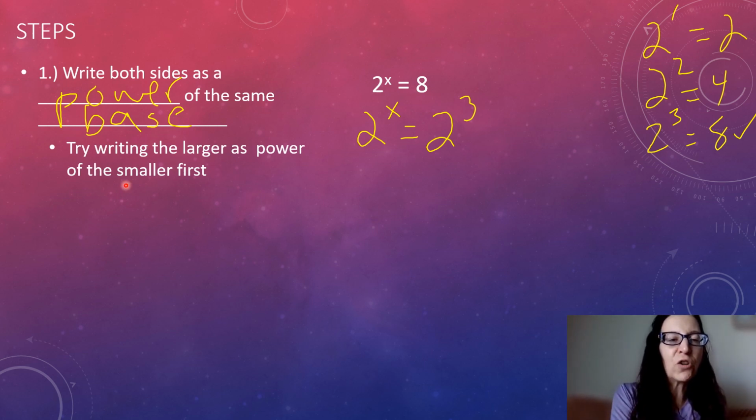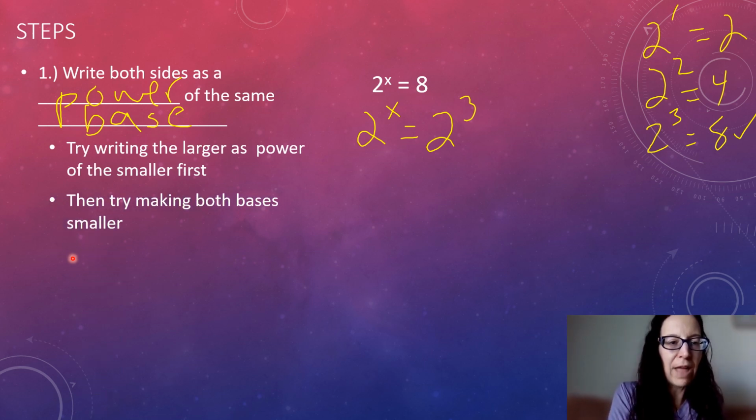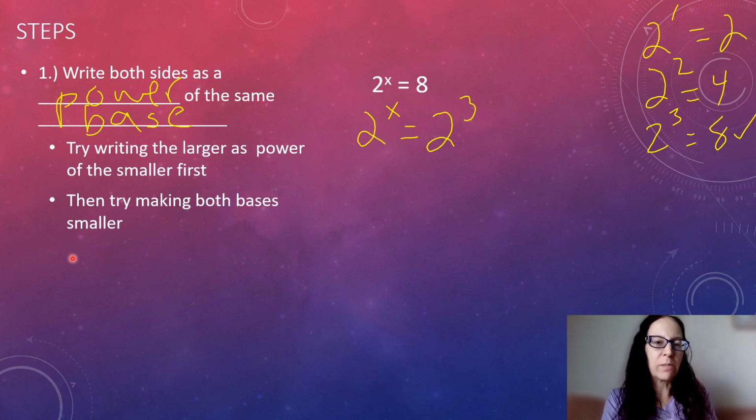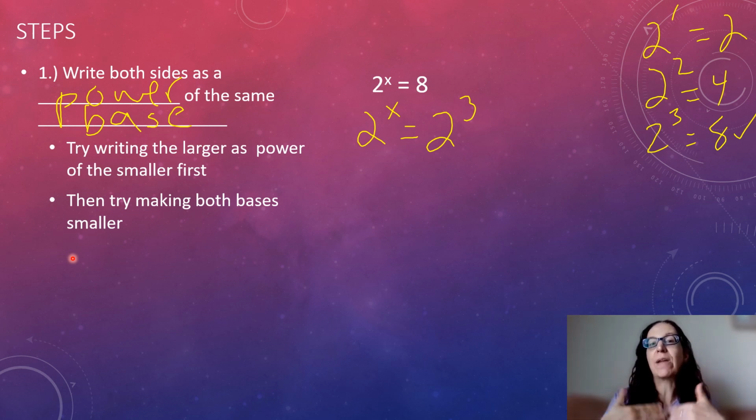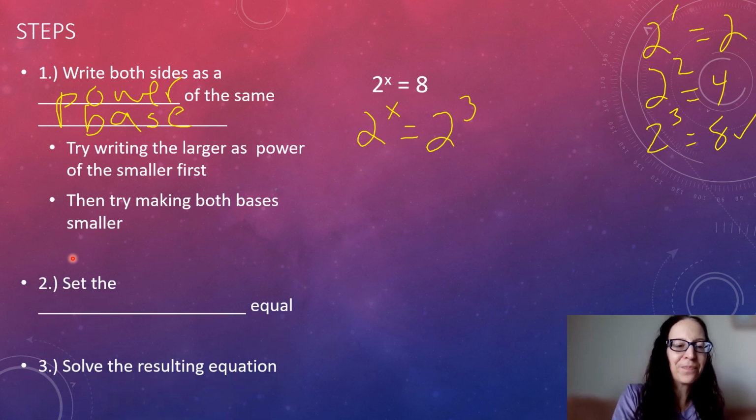Now, if this first thing here does not work, and we will take a look at an example of that, then try making both bases smaller, okay? So it might mean that both of the numbers can be written as a power of something even smaller. So if you had, say, a 4 and an 8, you cannot write 8 as a power of 4, but you can take a 4 and an 8 and write them both as a power of 2. Now, if that doesn't work, then this strategy doesn't work, and then you have to kick over to the other strategy, which is to use logarithms. Not going to happen in today's lesson, all right?